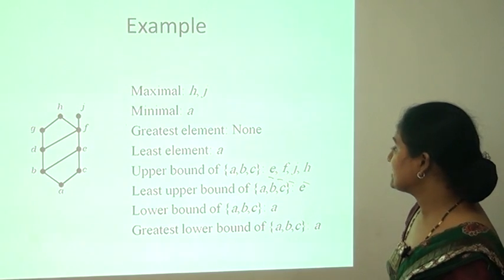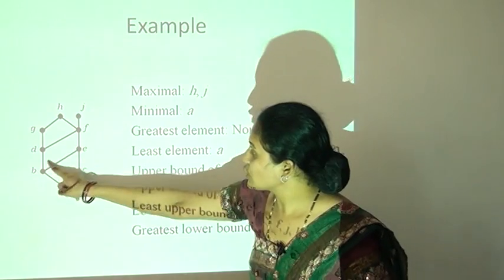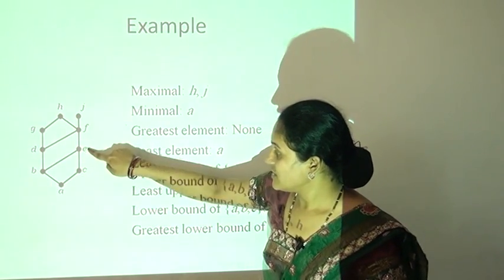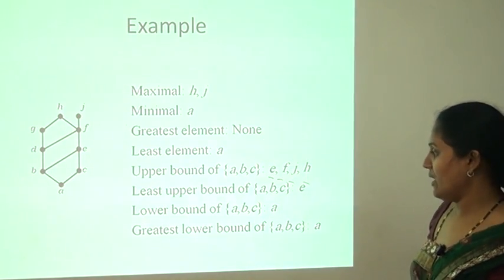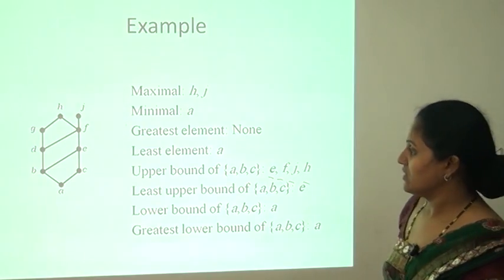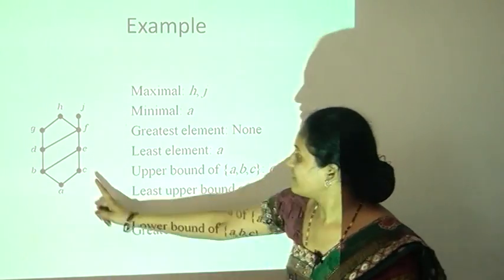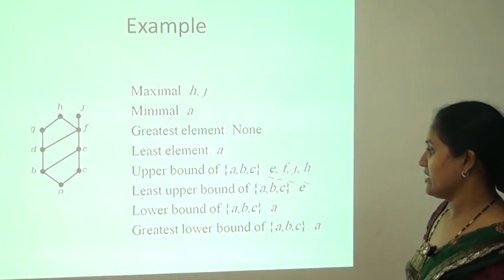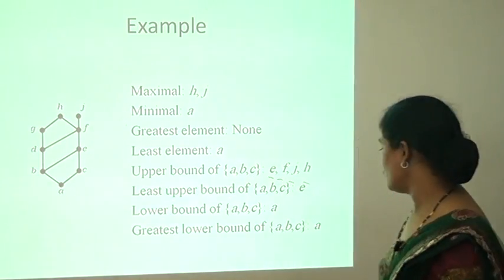And similarly, list the upper bounds of A, B, C. This is the closed region. The least upper bound for these three is this. For these three, E is the least upper bound. The upper bound is maximal and the lower bound is also minimal. So this is the lowest one. So A is the lower bound, and among all these it is the greatest lower bound.